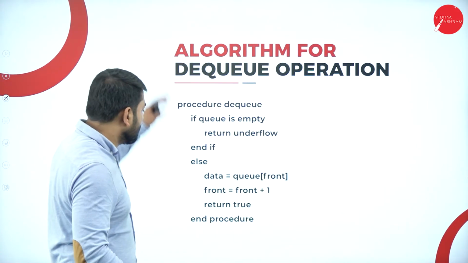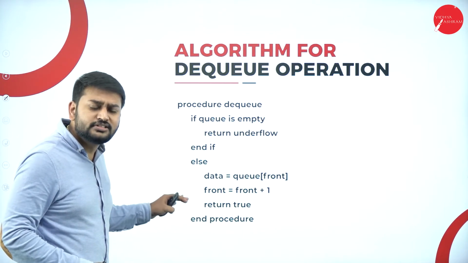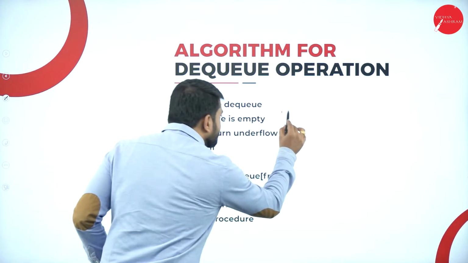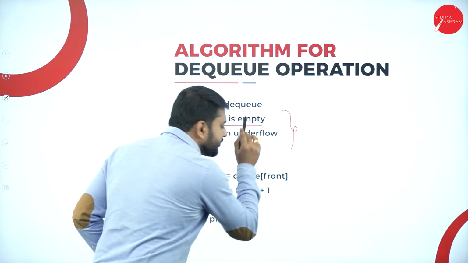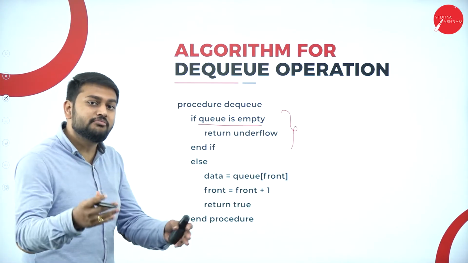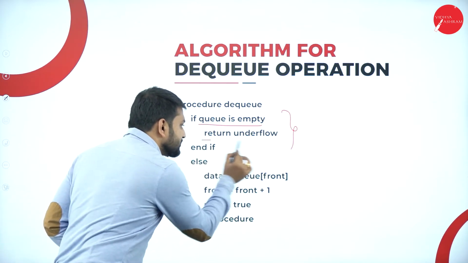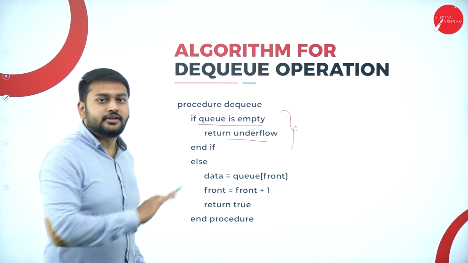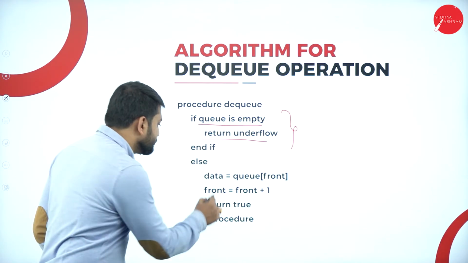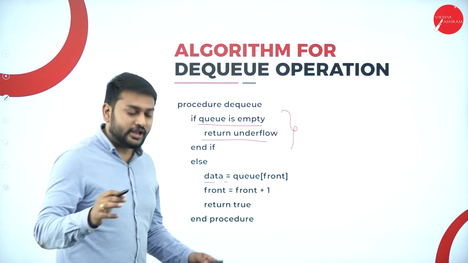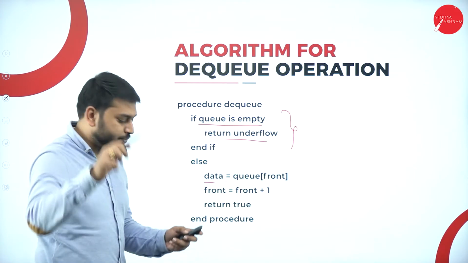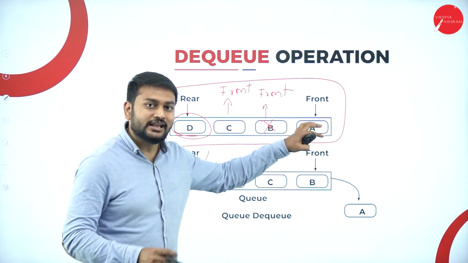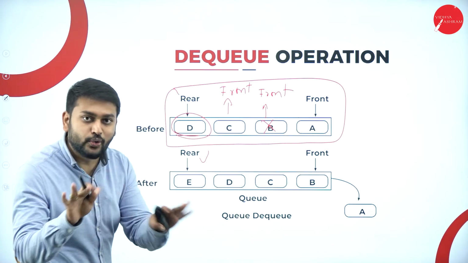All right, let's check out the code. This is the algorithm that we have. So first, what is the first thing that I will check? Observe here. I will check if the queue is empty. If it is empty, I cannot delete, so I will throw an error message saying return underflow. Fine, if it is not empty, what should I do? Observe, data is equal to whatever I have at queue front. So what is the meaning of it? Whatever the front is pointing to, that data I will store in a variable. That's it. I will not do anything else.